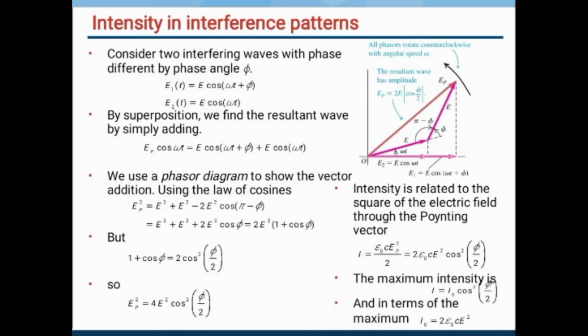So the result of this is E_P, which equals 4 E squared cos squared of theta over 2. The intensity is related to the square of the electric field through the Poynting vector, and that is the formula of it. And the maximum intensity is I equals I sub 0 cosine squared of theta over 2. And in terms of the maximum, I sub 0 is equal to 2 E sub 0 squared.